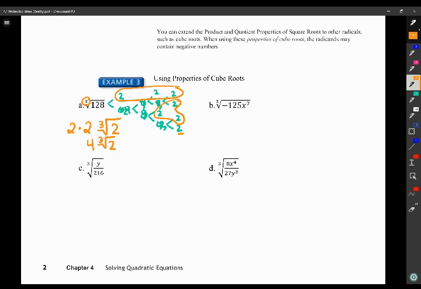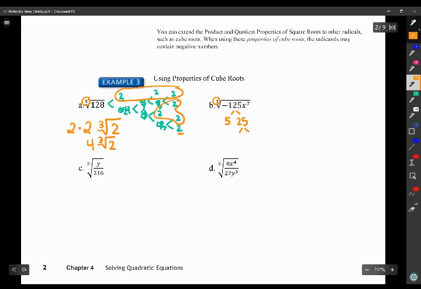If I was doing B, it's the same thing. I still am looking for a group of 3. So I look at negative 125. And again, if I do it to the side or if I do it down, it doesn't matter. It ends in 5, so I know 5 goes into it. So 5 into 125 is 25.